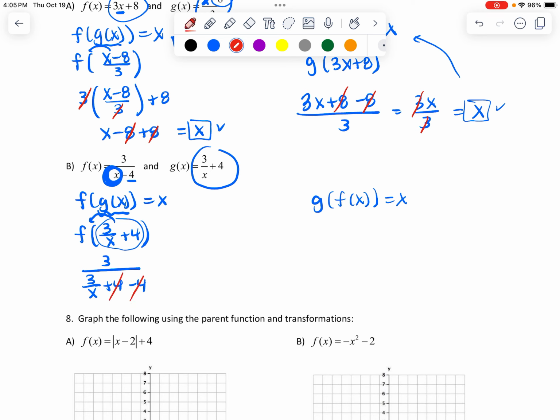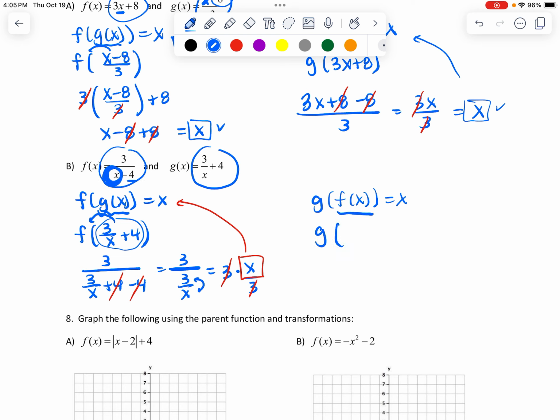Okay, now let's see what can cancel here. I see the 4's canceling, leaving me with a 3 over 3 over x. Now, you guys, this really means that we're dividing by a fraction. So this is 3 divided by a fraction. That's the same as multiplying by the reciprocal. So this is 3 times x over 3, and then notice the 3's cancel, leaving me with that x that I wanted.